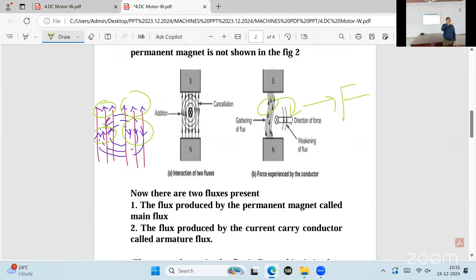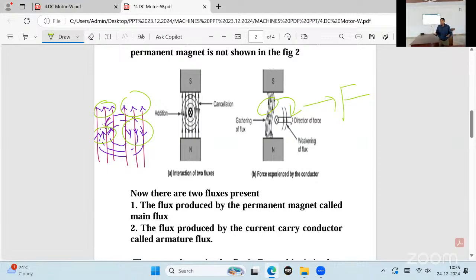Why did we get a strong flux? The armature flux and main flux help each other, adding to each other, so we get more flux. On the right side they oppose each other. What are the opposing fluxes? Armature flux and main flux are in opposite directions, so we get a weak flux on the right side.